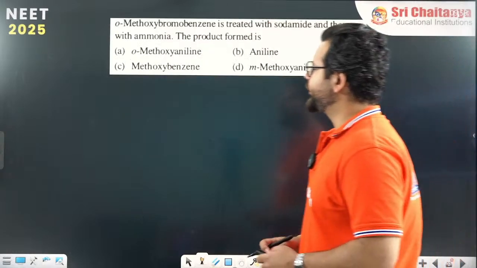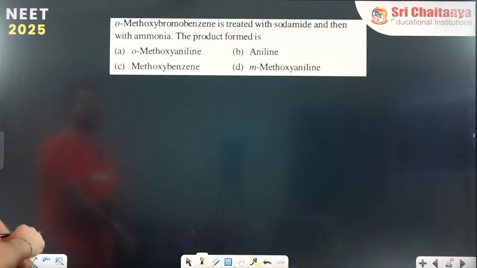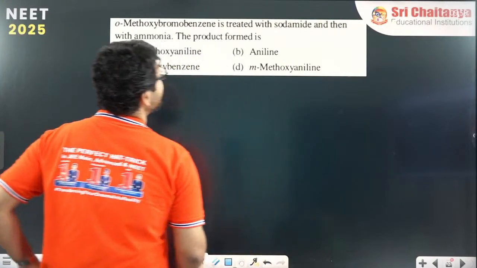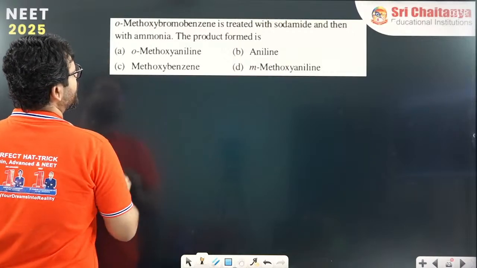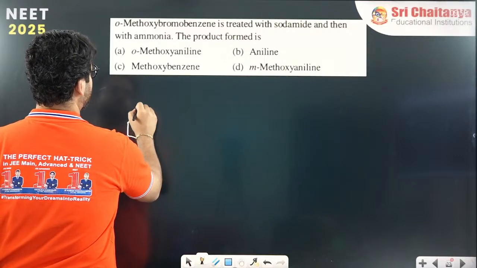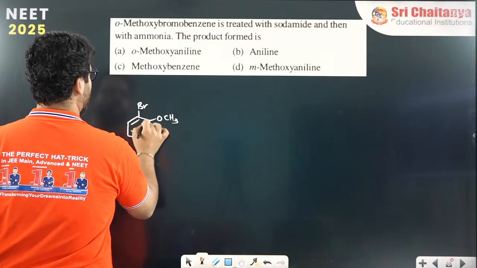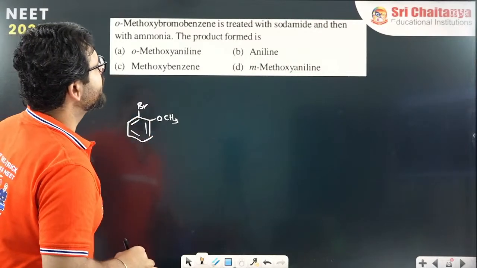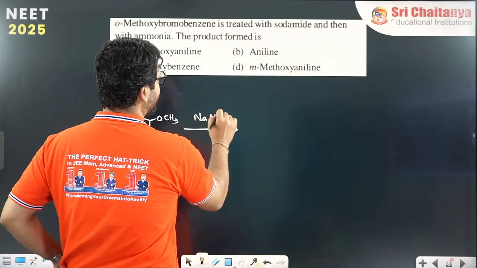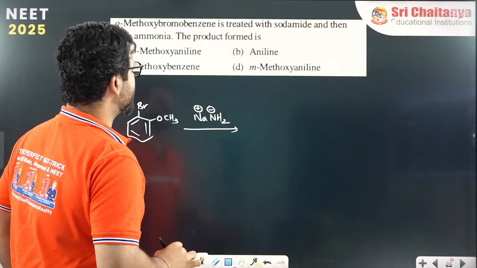Okay, moving to the next one. Ortho-methoxy bromobenzene is treated with sodamide, NaNH2. This is a little bit of a difficult question from the benzyne mechanism. You can see here what will happen. So what is the product formed?